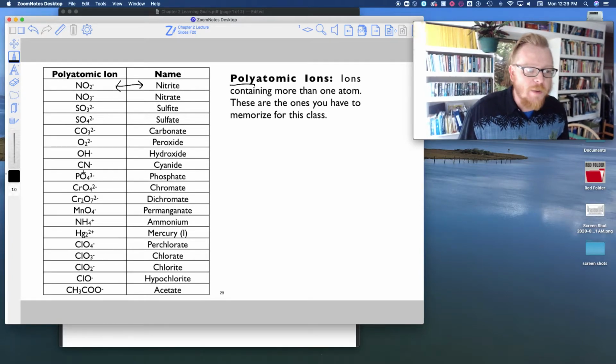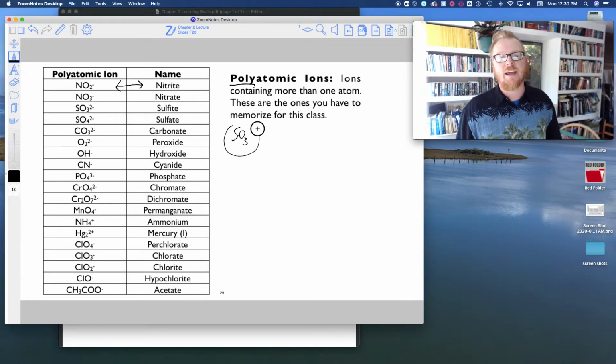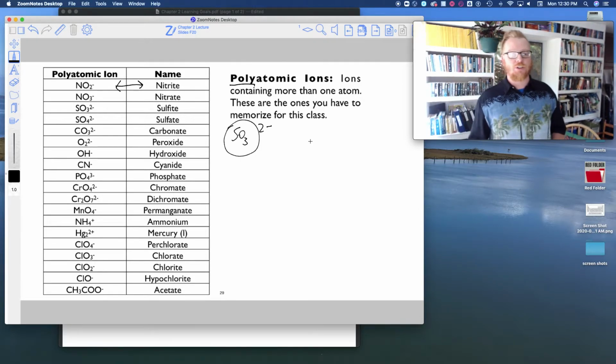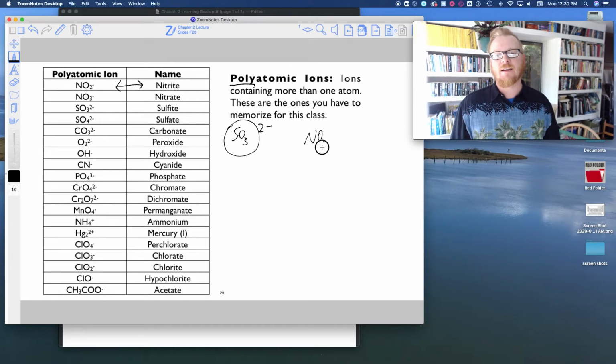Hopefully all of my text here is clear. Please reach out to me if it's not. You can see all of those little charges should be superscripts. So sulfite is SO3 2 minus. I'll just write that one down. It's 3 oxygens, and I'm going to put a circle around the entire thing and say the entire thing is negatively 2 charged. That's how these polyatomic ions work. So nitrite, for example, is an N with 2 oxygens bonded to it, and the entire thing is -1 charge. I'll put 1 negative just so it's clear.